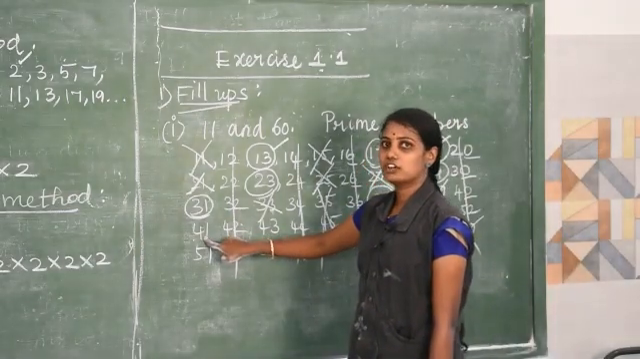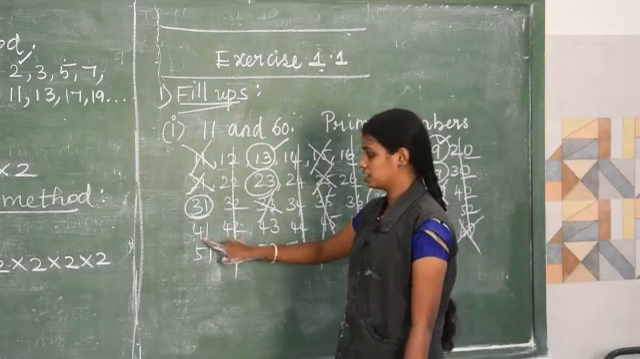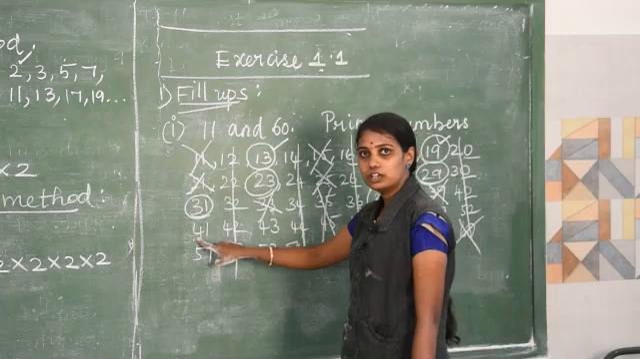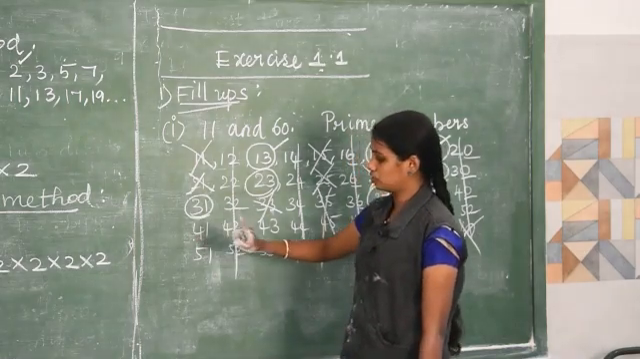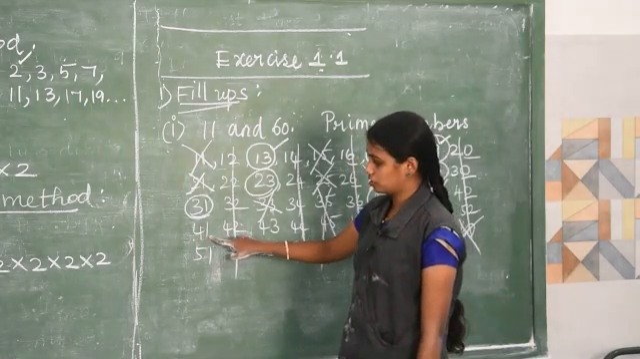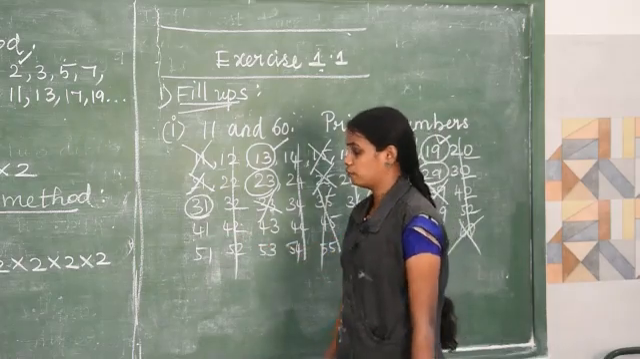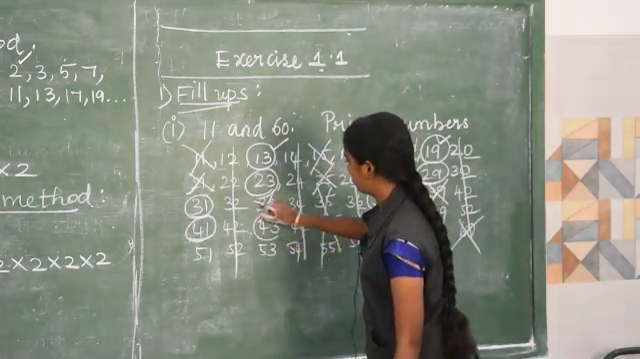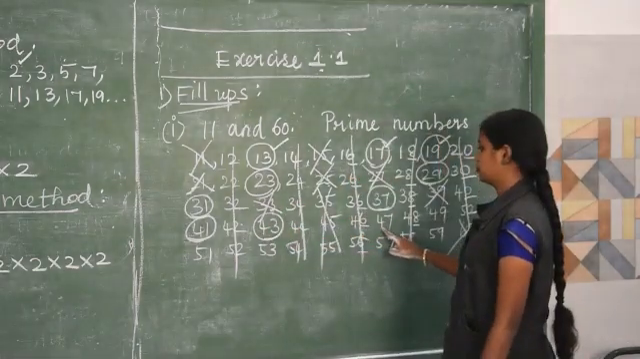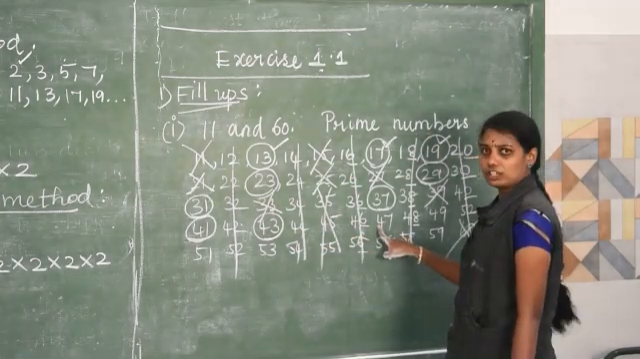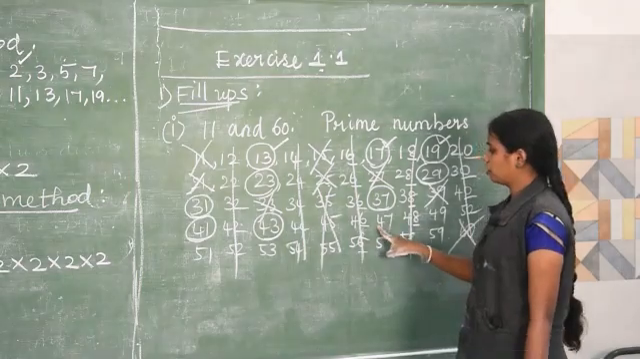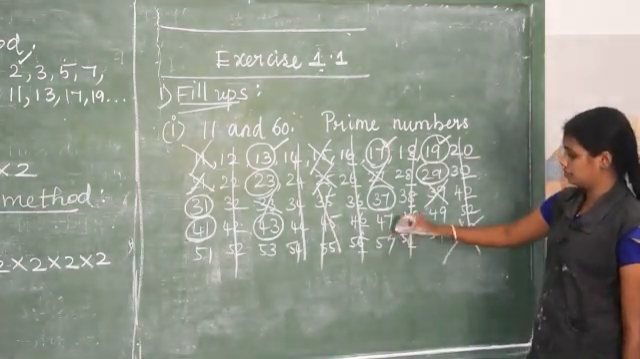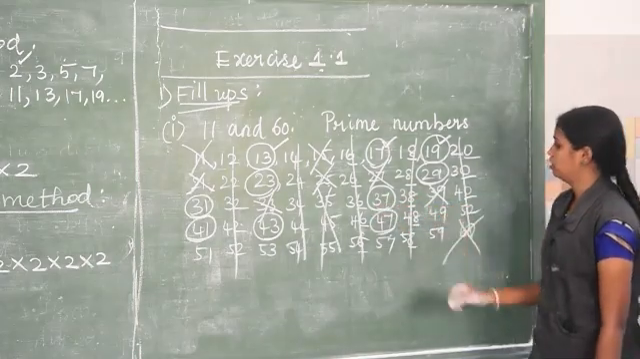Listen, 41 will not come in the 2 table because it ends with 1. 4 plus 1 is 5, 5 will not come in the 3 table, and it does not come in the 4 table either. Because the number ends with 1, it is a prime number. 43 is a prime number. Next, 47 is also prime. 4 plus 7 is 11. Okay, 11 will not come in the 3 table, so it is a prime number.